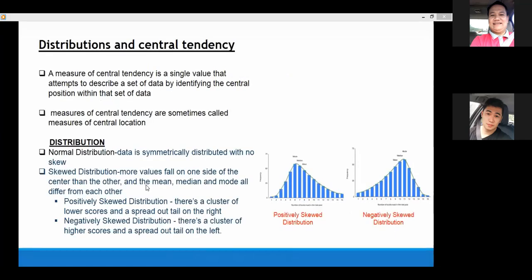A measure of central tendency is a single value that attempts to describe a set of data by identifying the central position within the set of data. As such, measures of central tendency are sometimes called measures of central location. They are also classed as summary statistics. The mean, often called the average, is the measure of central tendency that you are most familiar with. But there are others, such as the median and the mode.